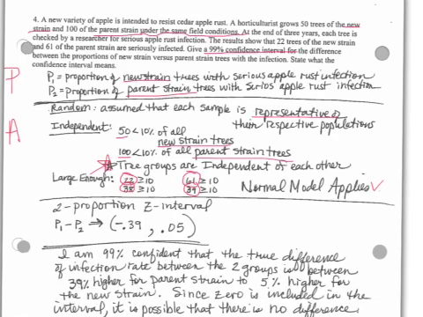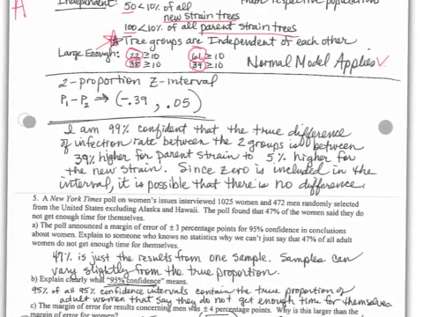So I went to the calculator and I did a two proportion Z interval, and that gave me this interval here. Now, let's notice that this interval has a negative and it has a positive. So again, this is what is important to understand and interpret about this interval. So first of all, we did new strain minus the parent strain.